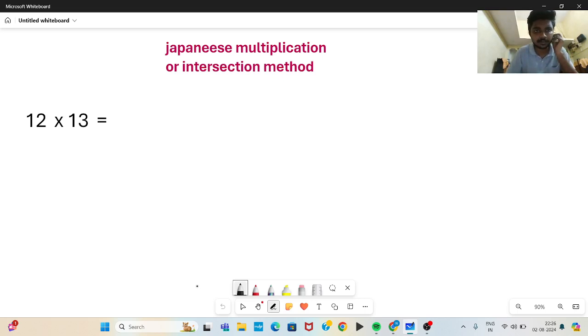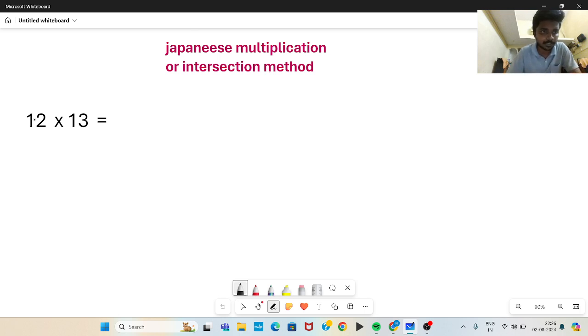Hello students, in this video we are going to see a new multiplication method called the Japanese multiplication or the intersection method. In this method, you don't actually need to multiply anything. Just if you know counting, you could do any sort of multiplication. Isn't that fascinating? Let us begin.